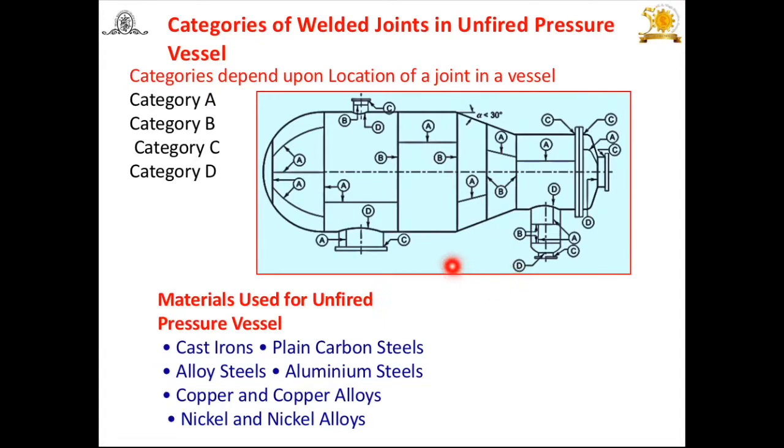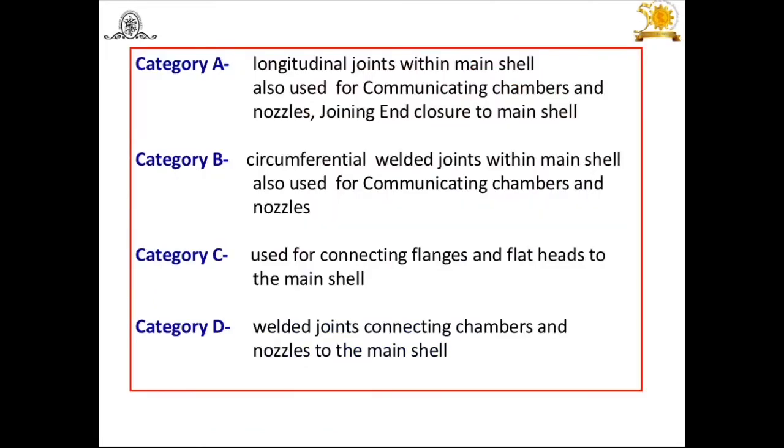In general, materials used for unfired pressure vessels are plain carbon steel, alloy steel, cast iron, aluminum steel, copper and copper alloy, nickel and nickel alloy. These are the materials used for unfired pressure vessels. Now let us see the different categories of welded joints A, B, C, but they depend on their location. Let us see first category A.